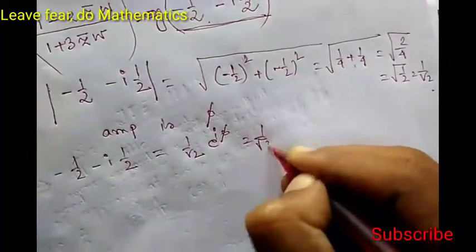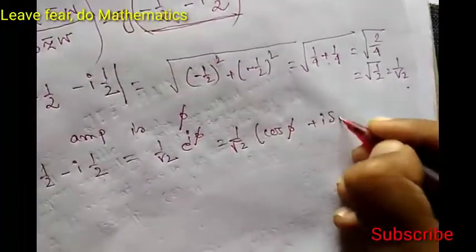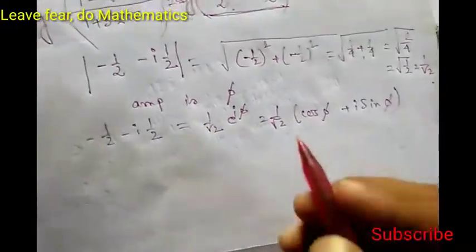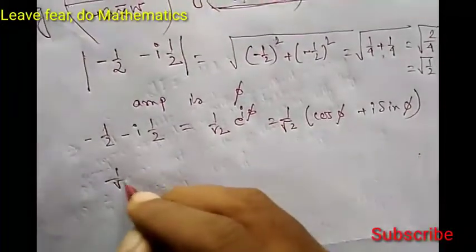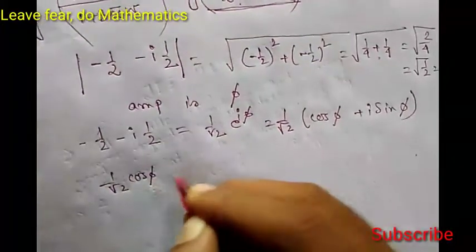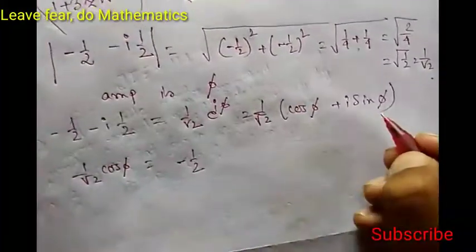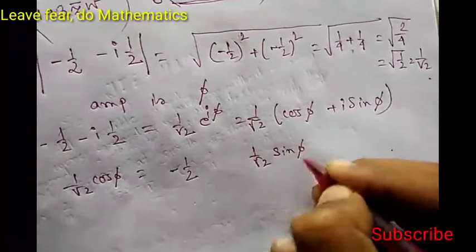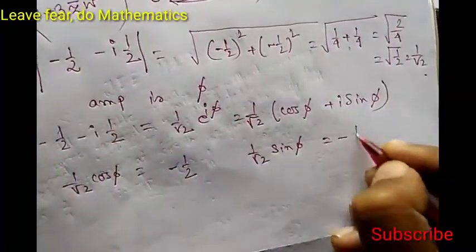That is 1 over root 2 (cos phi plus i sin phi). Now comparing the real and imaginary parts on both sides, we get 1 over root 2 cos phi equals minus half. This is the real part, and the imaginary part is 1 over root 2 sin phi, which equals the imaginary part of this, that is minus half.